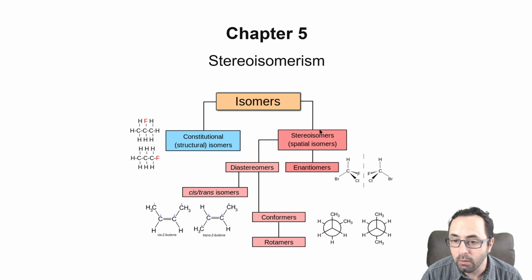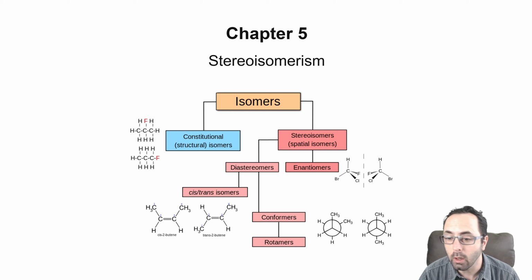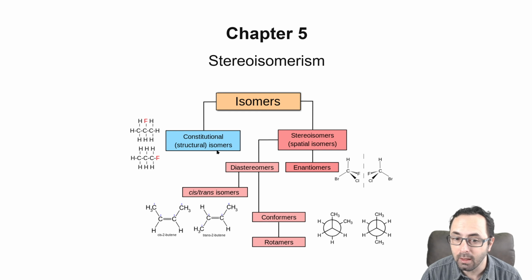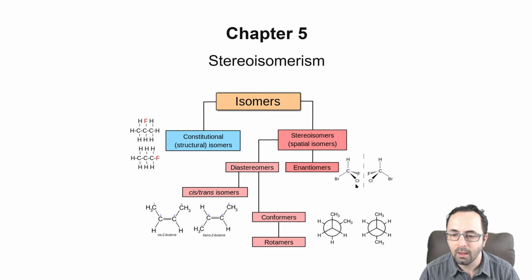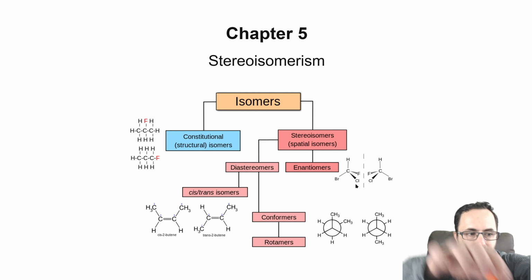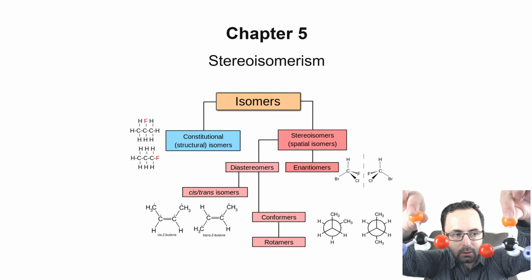In this chapter, we're going to focus on so-called stereoisomers. And in stereoisomers, the atoms that are bonded to one another are the same, unlike in the constitutional isomers, where this fluorine is bonded to a different carbon. Here, all these atoms, the chlorine, the bromine, the fluorine, are all bonded to the same carbon. So the bonds are to the same atoms. However, their arrangement in three-dimensional space is different, and you can see that here with these 3D models.